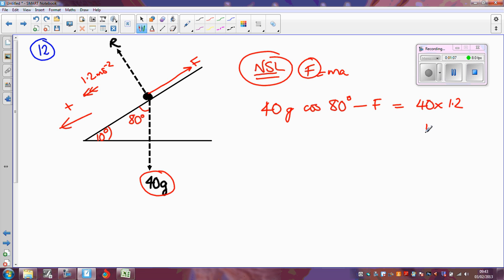So if we want to work out what F is, F is going to be the 40g cos 80 minus the 40 times 1.2, and that comes out as 20.1 newtons.